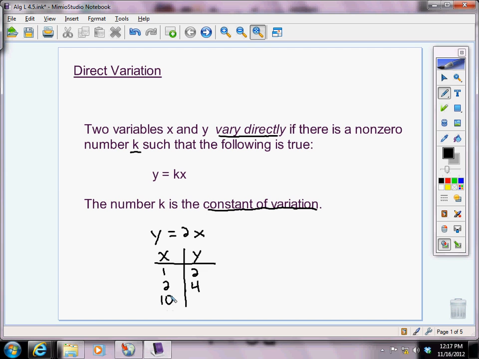If I put 10 in, 10 times 2 is 20. So again, whatever our y value is here, that is twice what x is. That's why we say y varies directly with x, varies directly by this constant. Let's look at an example.